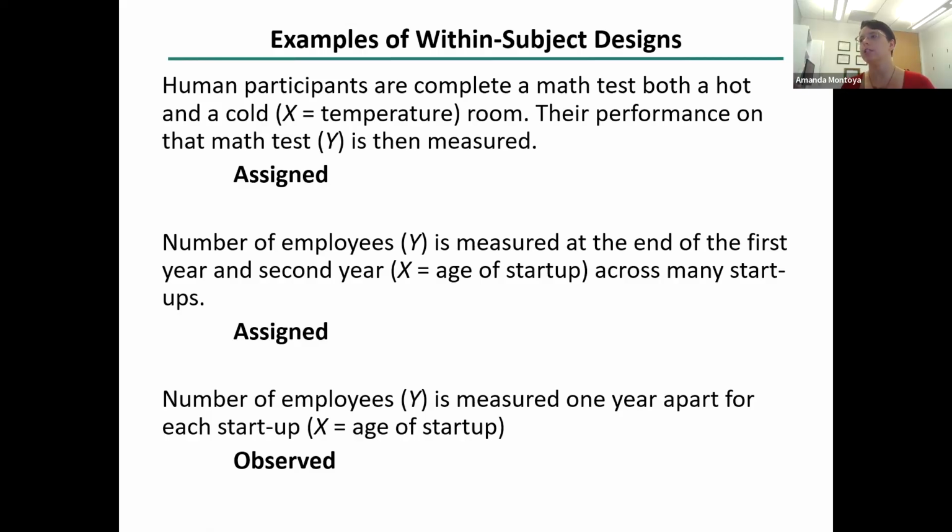So there's a question in the chat. We cannot assign age, but we can observe age, but we can assign the ages that we observe, if that makes sense. So I can't randomly assign you to be a specific age, but I can design my sample in a way where everybody is the same age, which is essentially assigning age.